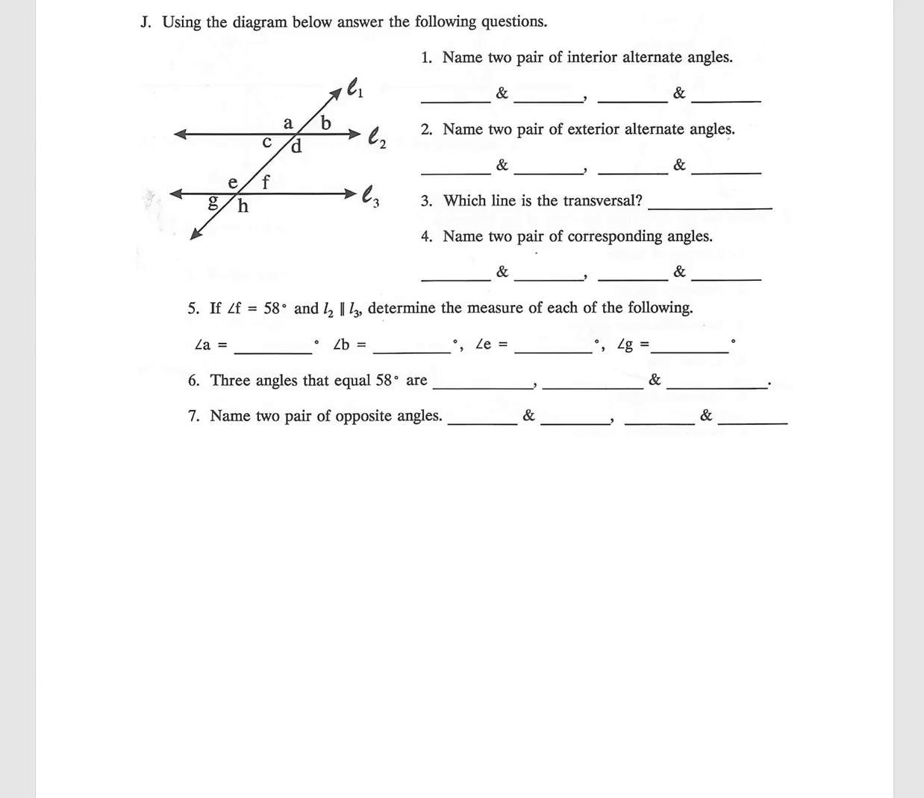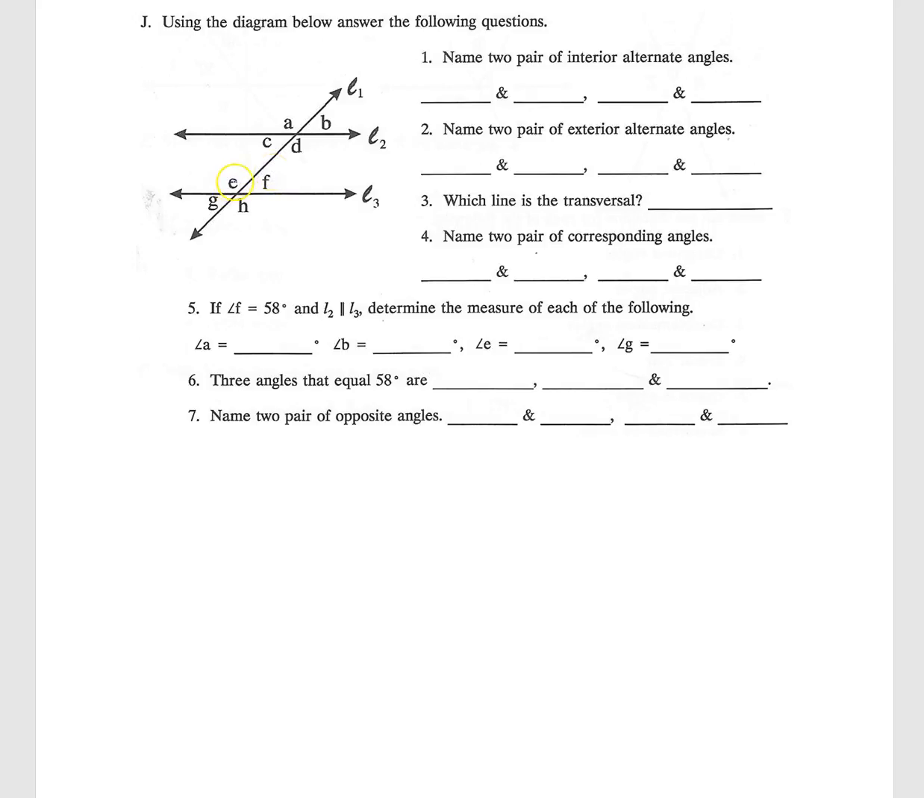Part J says, using the diagram below, answer the following questions. Question 1 asks us to name two pairs of interior alternate angles. So interior indicates that the angles are going to be on the inside of these two lines, line 2 and line 3. And alternate indicates that they're going to be on opposite sides of this line, line 1.